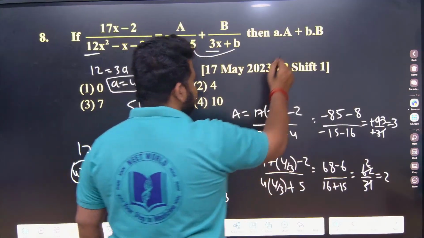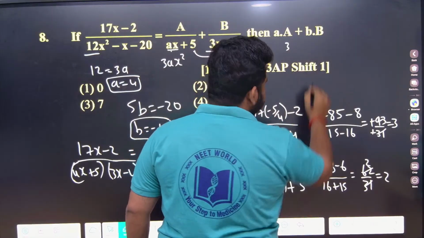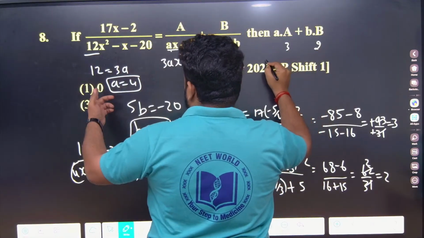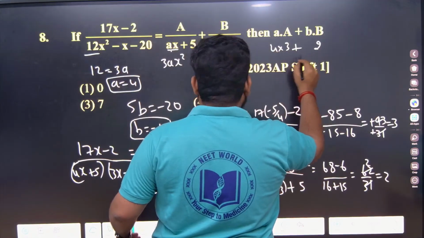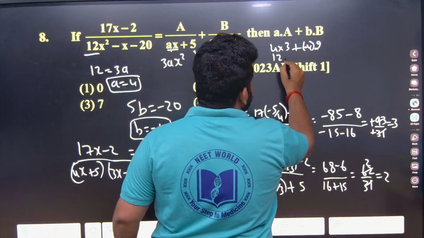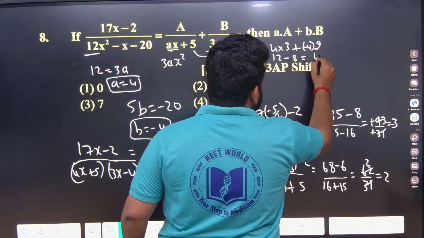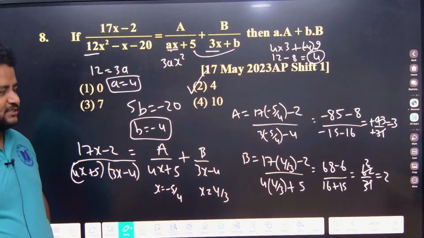So, if I put the values here, capital A value is 3, capital B value is 2. What about small a value? Small a is 4, so 4 into 3 plus small b value is minus 4, minus 4 into 2. 4 threes are 12, minus 4 twos are 8. So, that will be 12 minus 8, that is 4. Okay, 4, which is the second option. Second option is the right answer, friends.